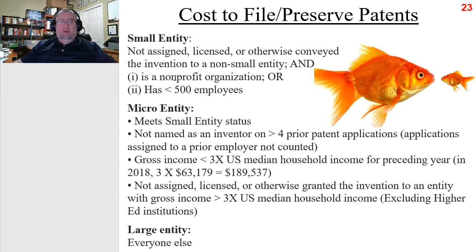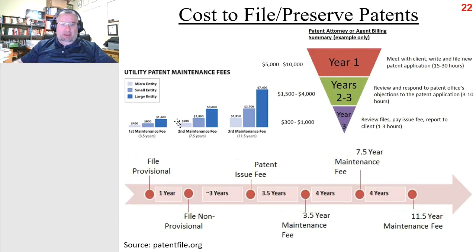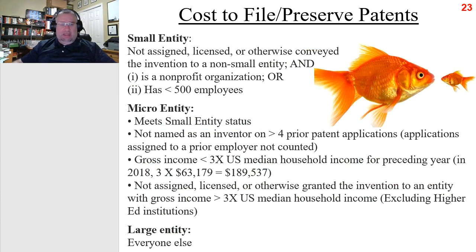And you either must be a nonprofit organization or have fewer than 500 employees. So if you satisfy those three requirements, then you're considered a small entity according to USPTO, and you're paying at this middle rate here, all the various filing and licensing fees and maintenance fees to maintain your patent.